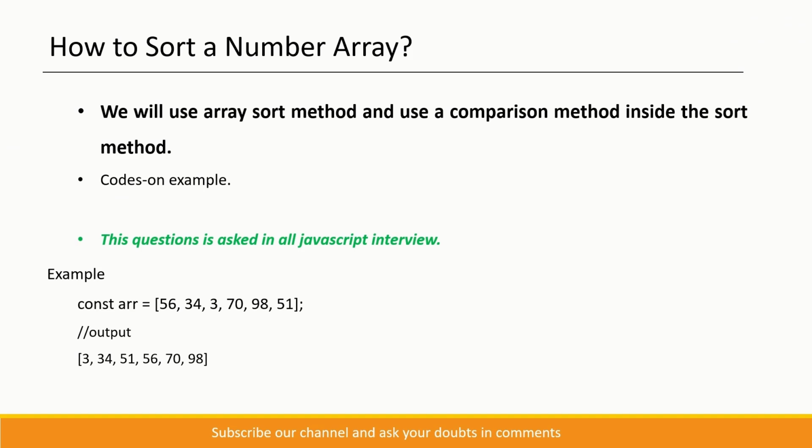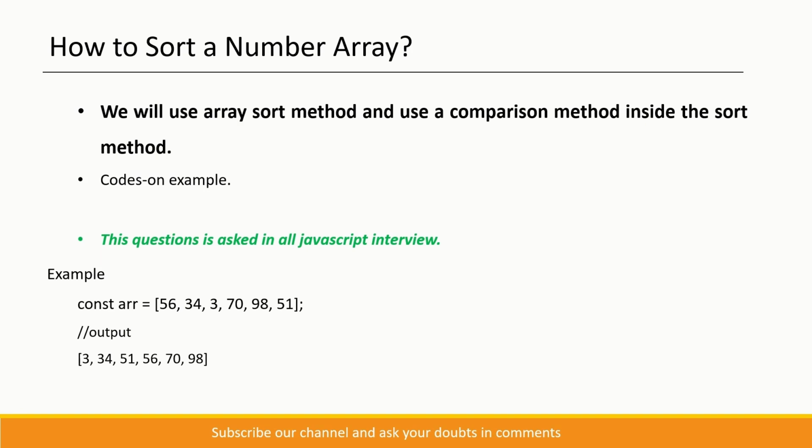Question: how to sort a number array? In JavaScript, we will use the array sort method and use a comparison function inside that sort method. Then only we will get the exact value. Below I mentioned some code. Here I declared one array variable with some random number values. In the next line I mentioned the output, how we want the array in the final result after sorting.